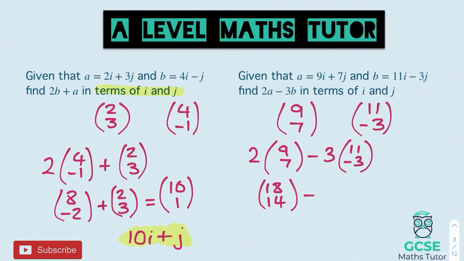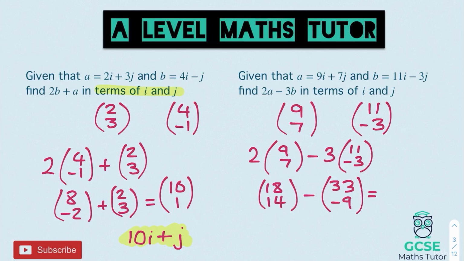Now what you could do is multiply by negative 3, but then remembering that you would then be adding them. So rather than doing that, I'm just going to triple the bracket and then take it away. So we're going to have 33 on the top and negative 9 on the bottom. There we go. And then again, treating the top numbers as we did before.